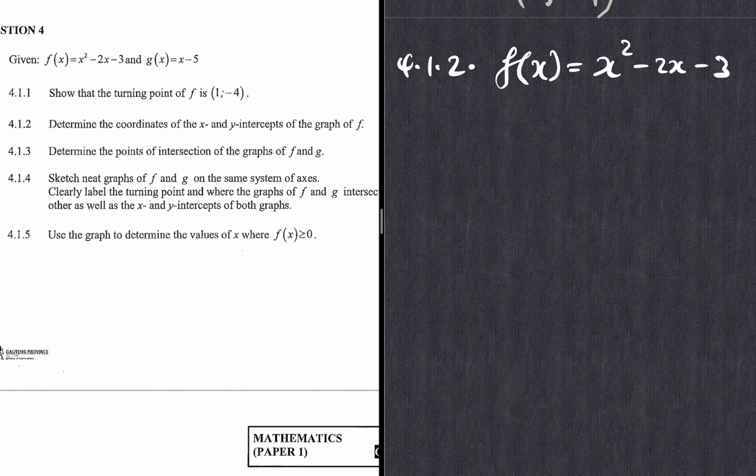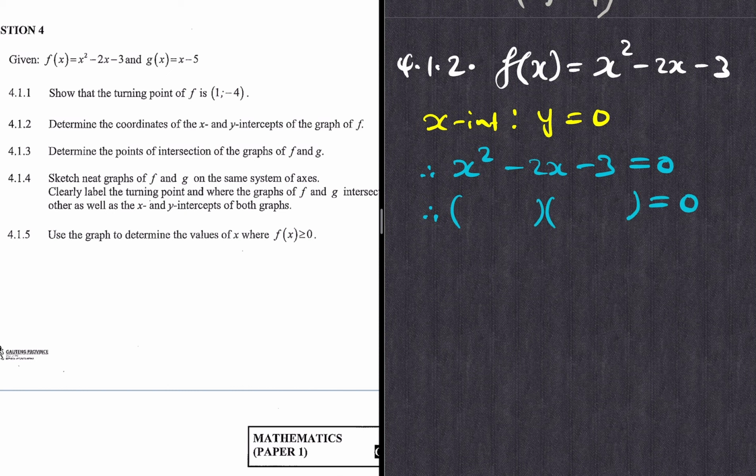Think about it, hey? The x-intercept is when y is 0. Okay, so you need to solve for x when y is 0, and this is y in function. So you're going to have x squared minus 2x minus 3 equals 0. Therefore, let's try and factorize this equation and see how far we can go with that. I don't know why students love to use the quadratic formula here, guys. Please try to factorize sometimes just to save your time.